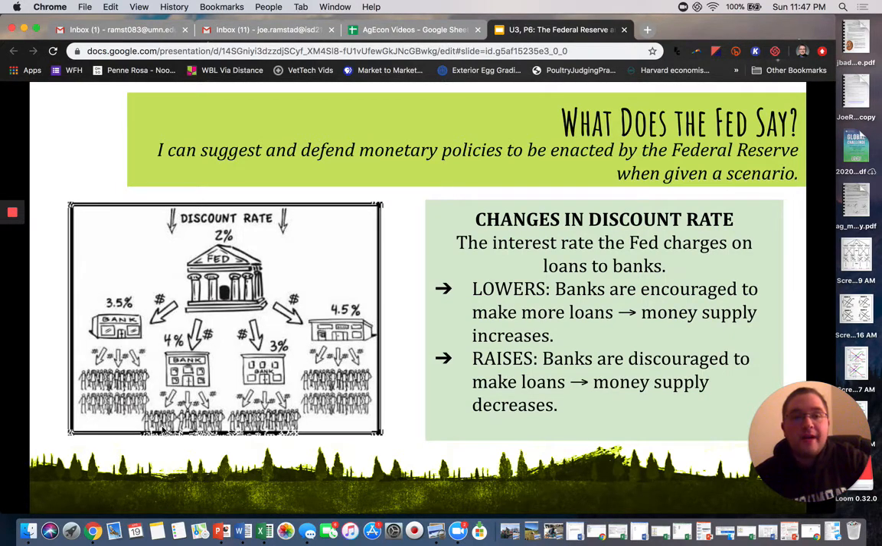And when they're raising the discount rate, the opposite is true. Banks are discouraged from making loans, and the money supply decreases because when the banks borrow money from the Fed, they're going to be required to pay more back. Okay, so it's kind of like a supply chain, as we talked about previously with the factors of production and all of that stuff in the beginning of the semester. It all kind of applies. Okay.